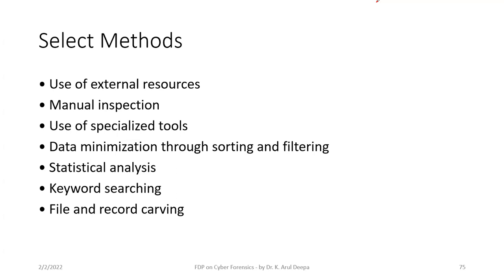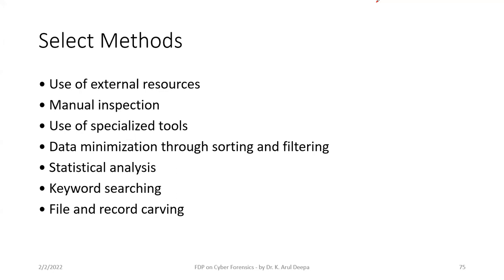And the next method is data minimization. Usually, for example, you are investigating a file system, where the file system metadata will have hundreds and thousands of files in it. So how do you investigate? You need to exclude irrelevant data, or you can focus on some particular duration. The files created during this day alone can be considered for investigation. So that is what data minimization is.